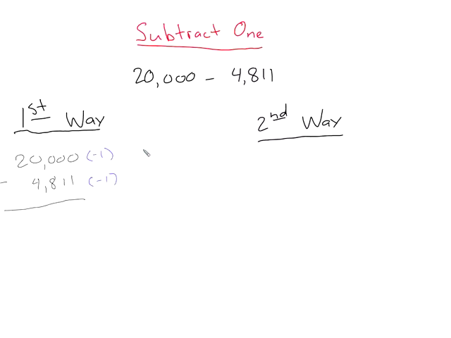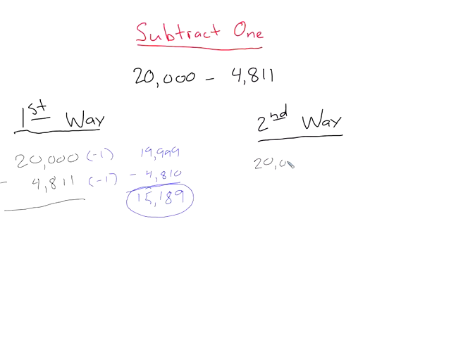It gives you a new problem of 19,999 subtract 4,810. Now we have no regrouping needed. That's going to give me a 9 here, an 8 here, a 1 here, a 5 here, and a 1 here. So 15,184.